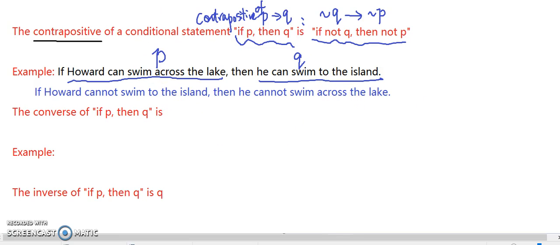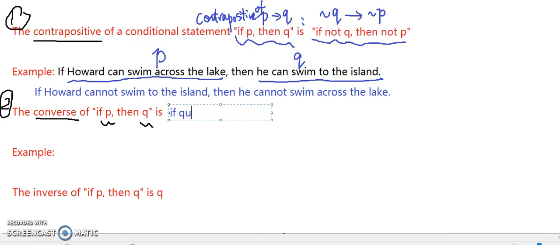Okay, now next we're going to introduce another variant of a conditional statement. It's called the converse. This is the next one, a converse of the if P then Q statement. In the converse you don't have to do the negation. All you have to do is switch the condition and the consequence. So you will get if Q then P.